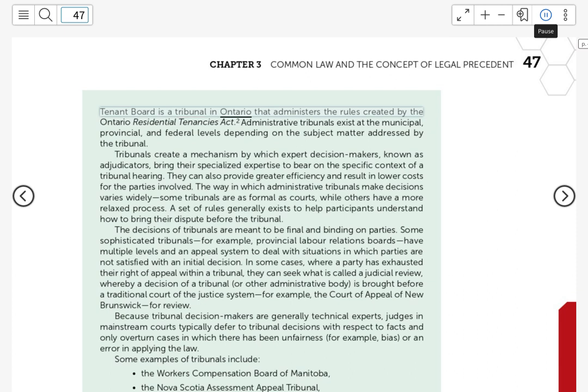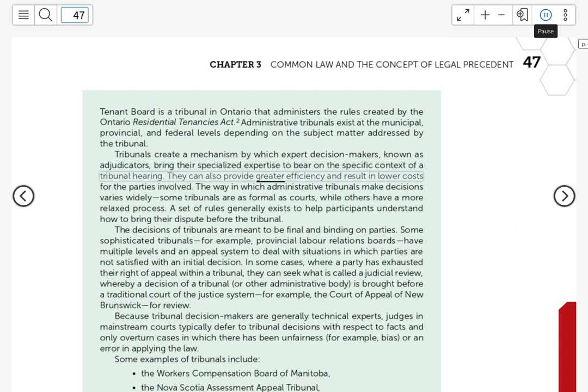The Landlord and Tenant Board is a tribunal in Ontario that administers the rules created by the Ontario Residential Tenancies Act. Administrative tribunals exist at the municipal, provincial, and federal levels depending on the subject matter addressed by the tribunal. Tribunals create a mechanism by which expert decision makers, known as adjudicators, bring their specialized expertise to bear on the specific context of a tribunal hearing.